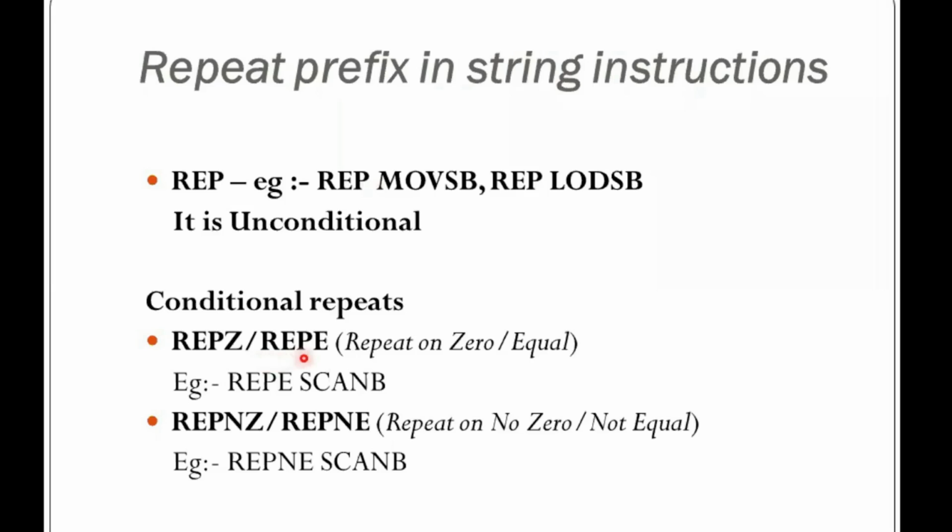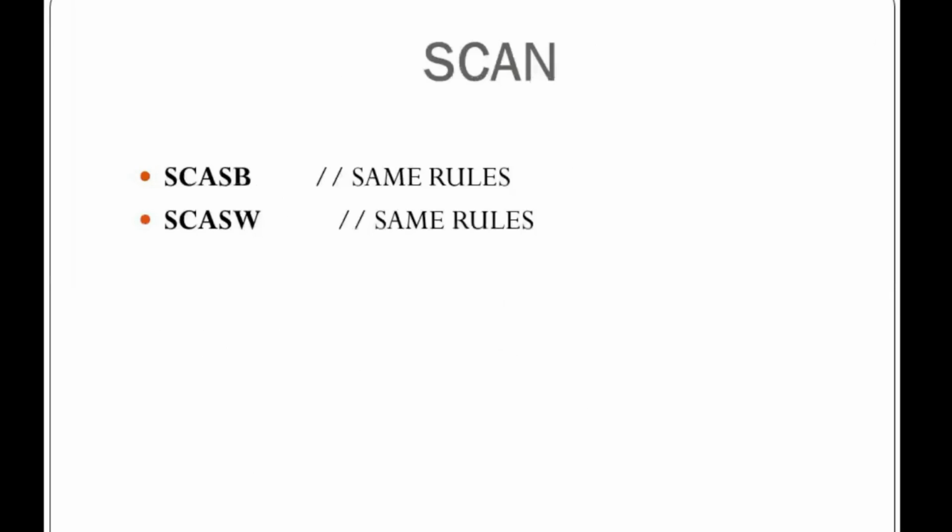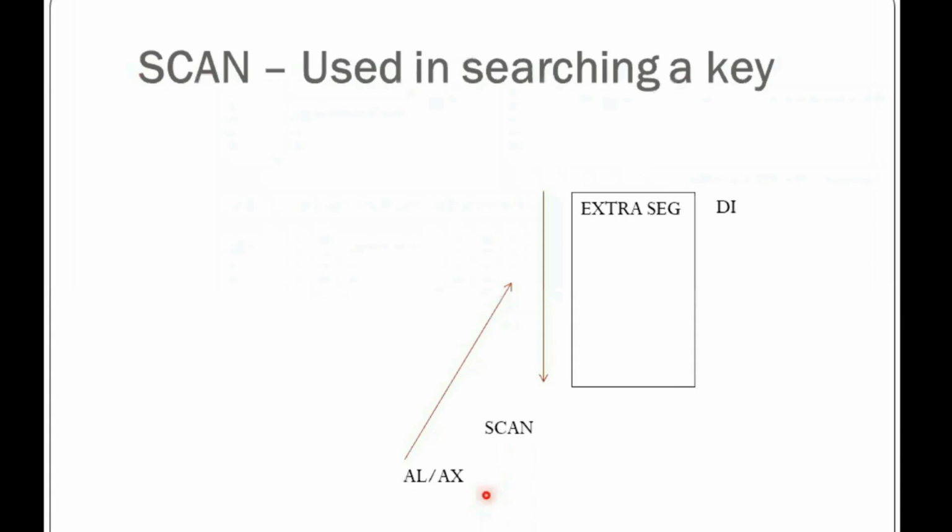I recommend REPE. I have shown you one example. REPE SCASB. Okay, I have written it as N here, no N here. It is SCASB. I'll just go to the previous slide. Here, if you wanted to compare this value with this value, let us take the input as B, and let us take the values here as ABC.